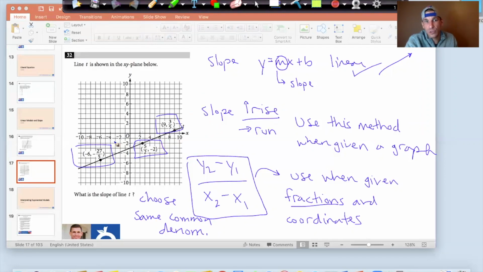Second thing is we could do rise over run, but because these are fractions, rise over run is going to be a little bit more challenging. Third thing is, given that we have fractions and coordinates that we're plugging in, we're probably going to use y2 minus y1 over x2 minus x1. Fourth thing is, when I'm selecting my 2 coordinates, I'm probably just going to choose the common denominator to make my life a little bit easier. So let's do that. All right.